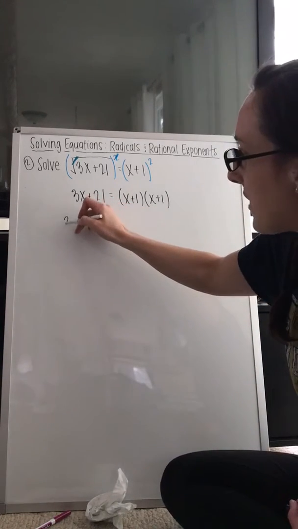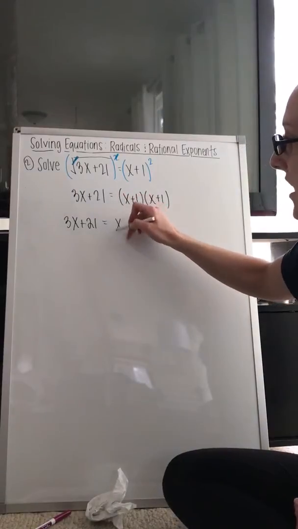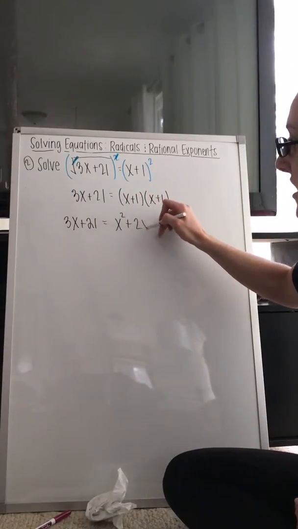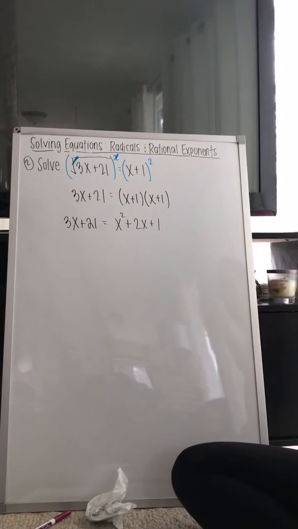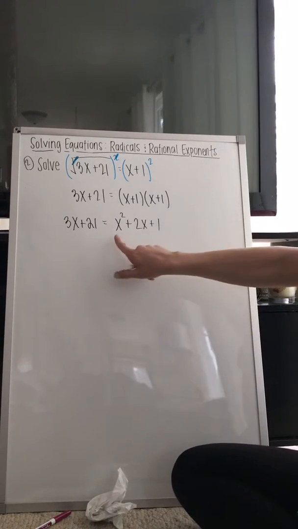So I'll bring down the 3x plus 21 equal to, if I FOIL this out, I'll FOIL it out and combine like terms at the same time. If you need to put another step in there, you can. x squared plus 2x plus 1. So I'm noticing that my x squared is positive over here.